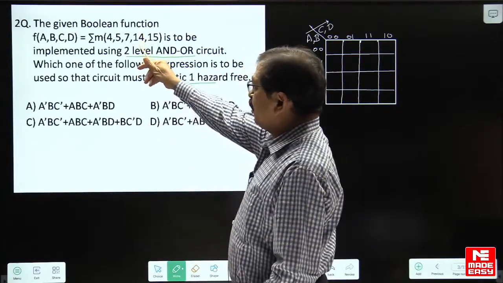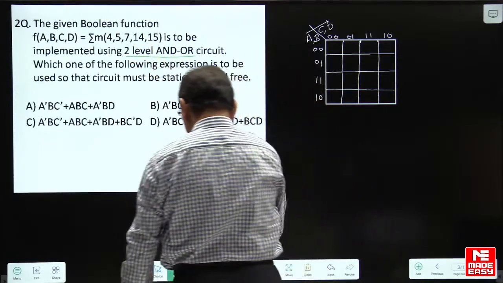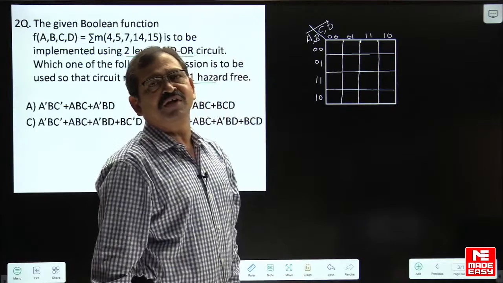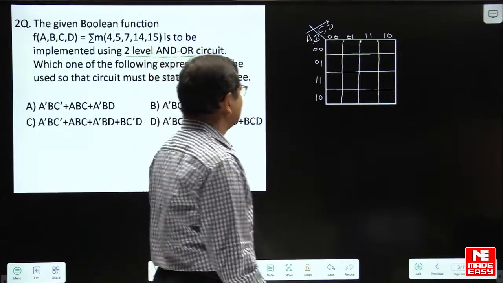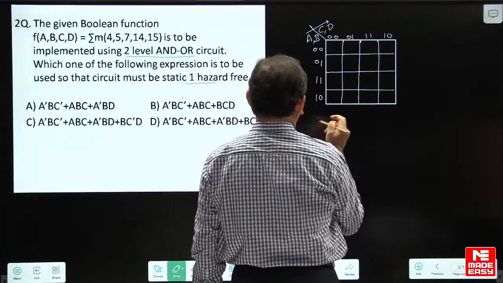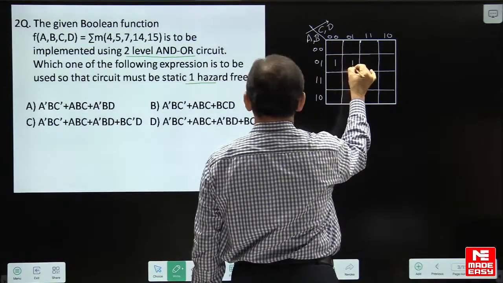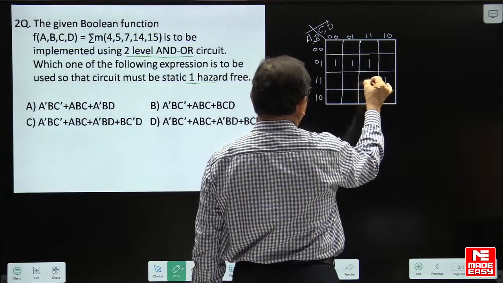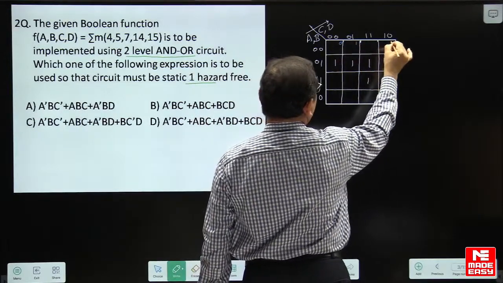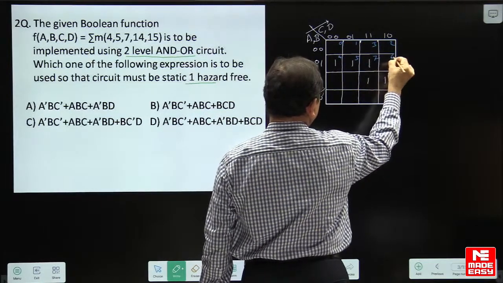Let us try to read the expression for this function. To read the expression for this function, we need to use the K-map. Of course, the function is on 4 variables, so we must use a 4 variable K-map. So this is a 4 variable K-map. If you have proper knowledge of the K-map, it is possible to see this is 4, it is 5, this is 7, this is 14, it is 15. If you have good practice, you can fill the corresponding cells properly without writing cell numbers.